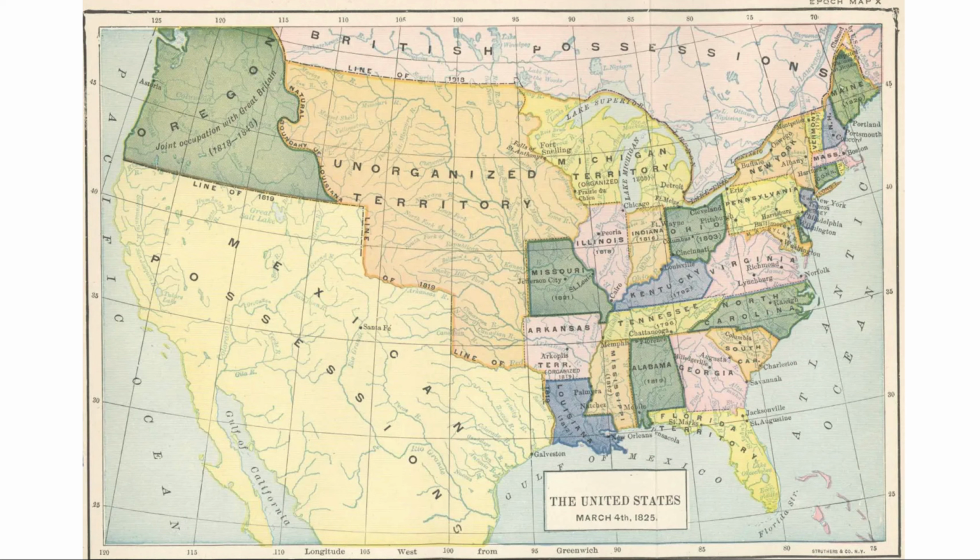On the east coast, you can see we have the states of Maine, New Hampshire, Vermont, Massachusetts, Rhode Island, Connecticut, and New York, Pennsylvania, New Jersey, as well as Delaware and Maryland. So you can see in the east, the states are pretty much the same as today.